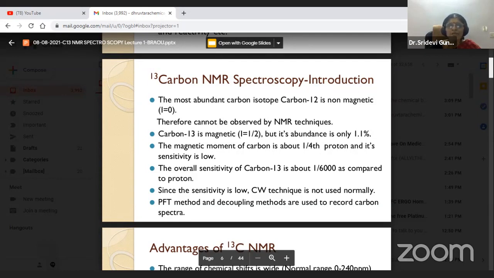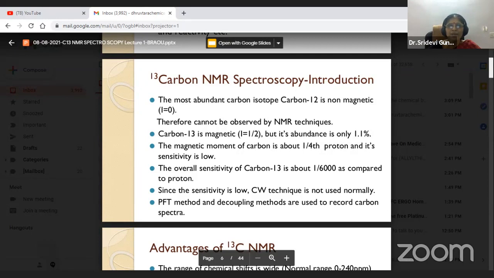Carbon has two isotopes, carbon 12 and carbon 13. Carbon 12 is non-magnetic, so its I value is 0. When I is 0, it is non-magnetic. Only when I is positive is a nucleus magnetic. That you must have learned in proton NMR, is it not? So for carbon 12, I is 0, whereas for carbon 13, I is 1 by 2.